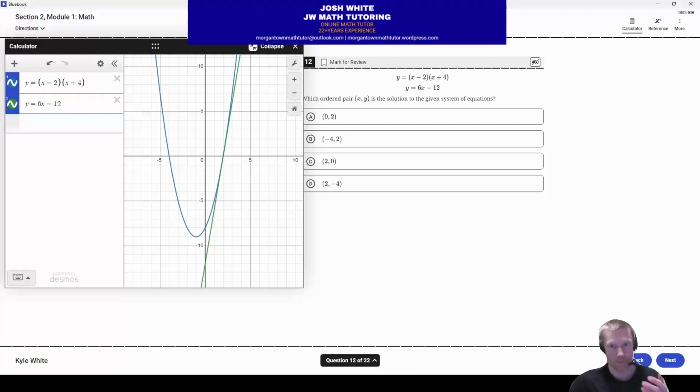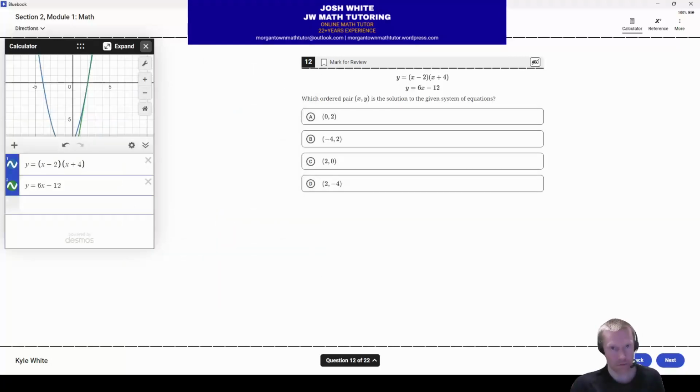Now if you look at the answer choices, do they intersect at 0, 2, up here? No. Do they intersect at negative 4, 2, 4 to the left and up 2? No, clearly not. So it's 2, 0 or 2, negative 4. Well, 2, negative 4 is down here. That's wrong. It has to be 2, 0. And you can see that right here, this is the intersection point that's on both of them. So again, correct answer is letter C.